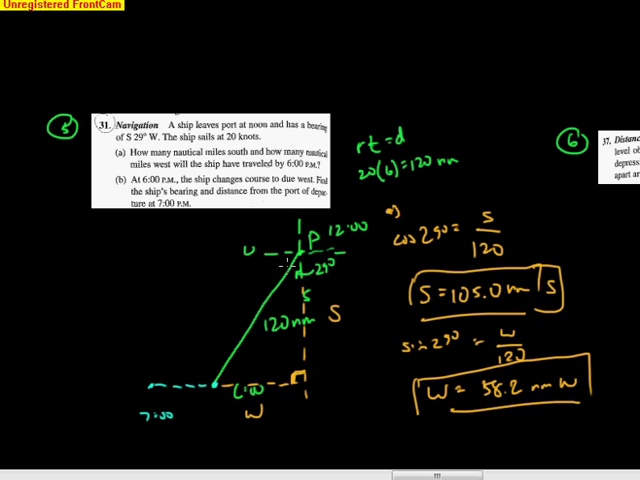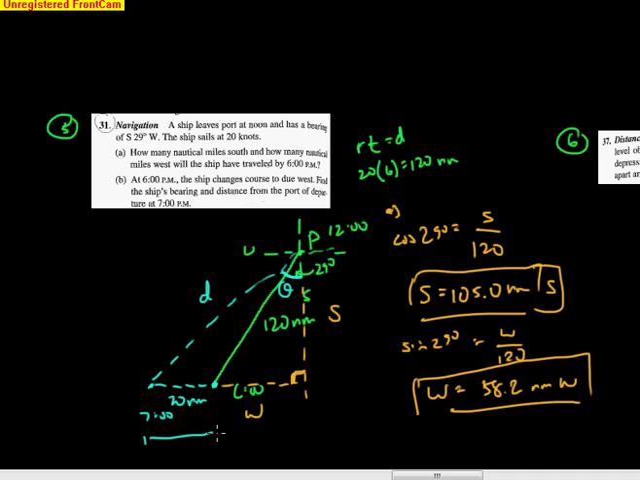From port. So if I connect where he ended, this angle is my theta, and it goes all the way across, and this is my distance from port, D. Well, what was this distance? I was traveling 20 knots for 1 hour, so this is 20 nautical miles.